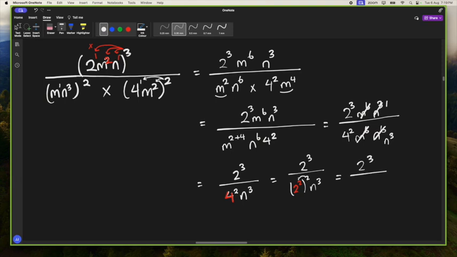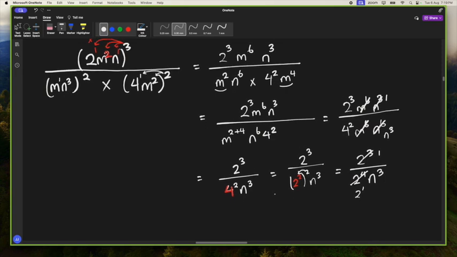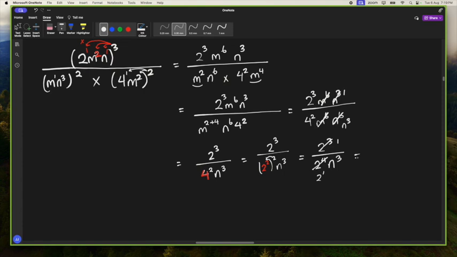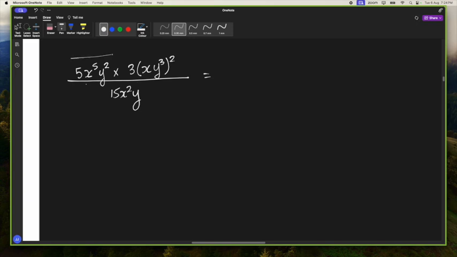Remember, we multiply these indices. So this is 2 to the power of 4n cubed. So 3 of these will cancel with 3 of these, and I'll just have 1 of these left. And so now the final answer gives us 1 over 2 to the power of 1 n cubed, which is 1 over 2n cubed.